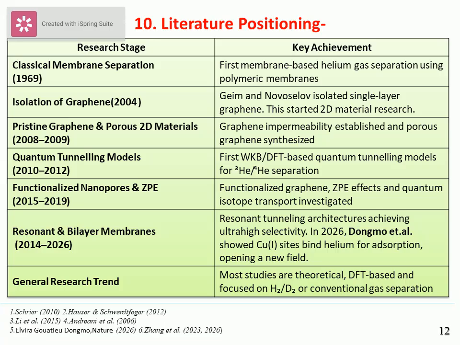So here is the timeline of the literature positioning. It began in 1969 with polymer membranes for helium. In 2004, Geim and Novoselov isolated graphene. Then from 2008 to 2009, porous graphene was made. The real shift came in 2010 to 2012 with the quantum tunneling model using WKB and DFT. Later, functionalized pores and resonant bilayer membranes appeared. Most work is theoretical and focuses on hydrogen. In 2026, Dogma et al. showed that copper with an oxidation state first site binds with helium for adsorption, opening a new field. So roughly 50 years of progress.